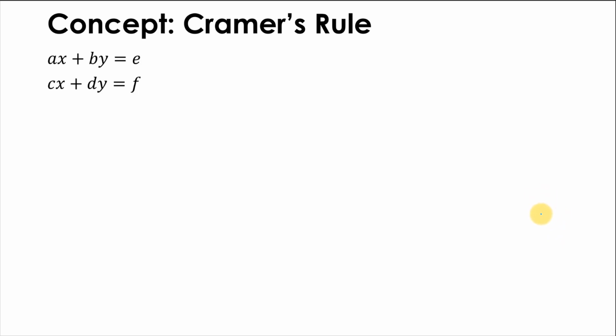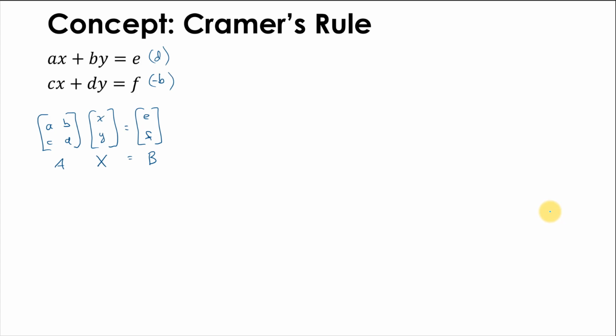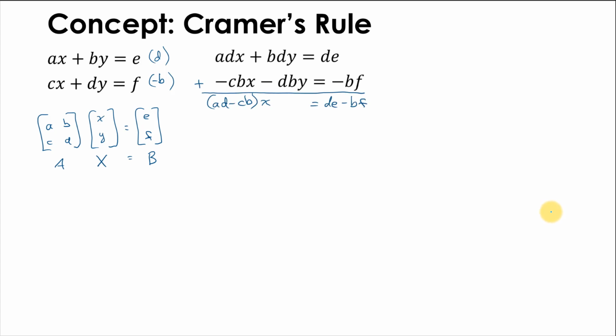Cramer's rule says if I have a system of equations like we have here, again I've got AX equals B. A is our coefficient matrix, X is our variables, and B are our constants. I'm going to look at just the system of equations here and solve for X. To do that, I'm going to multiply the first equation by D and the second equation by negative B. When I do that, I get this situation here, and I'm adding these together to get rid of Y and solve for X.